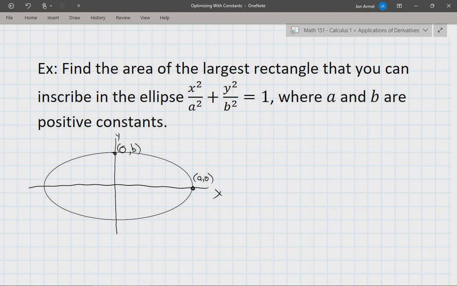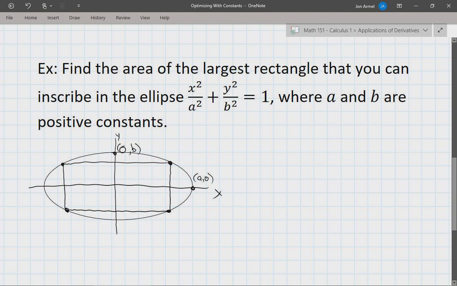Now we want to inscribe a rectangle. So an inscribed rectangle means that the rectangle fits inside the ellipse and the corners are on the ellipse. And I'm going to assume, it seems pretty reasonable, that the rectangle has its sides parallel to the x-axis and the y-axis. Now, I'm pretty sure that's true. So we want a rectangle, something like this. I guess theoretically you could have some sort of slanted rectangle, but I can't imagine that would actually be the optimal one. So let's just go with this.